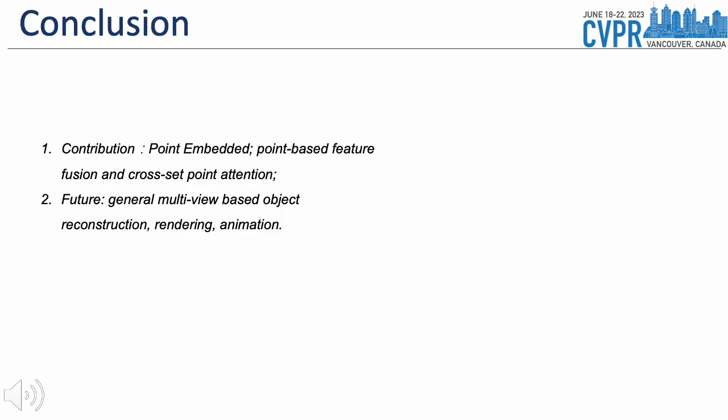In conclusion, POEM addresses the issue of multi-view hand reconstruction using point representation. Our method operates directly on points through two novel designs, namely point-based feature fusion and cross-set point attention. Moving forward, we hope to expand our research into general multi-view based object reconstruction, rendering, and animation.